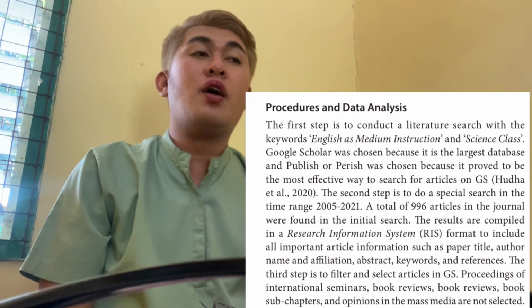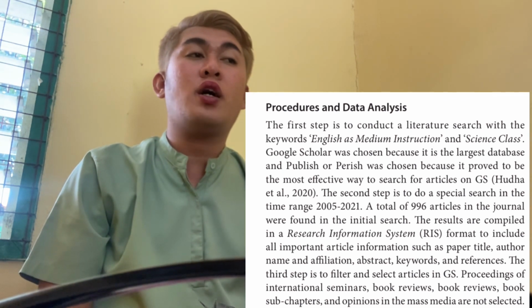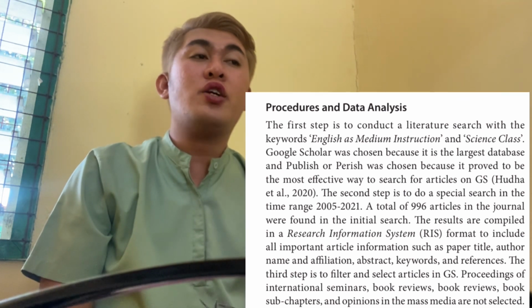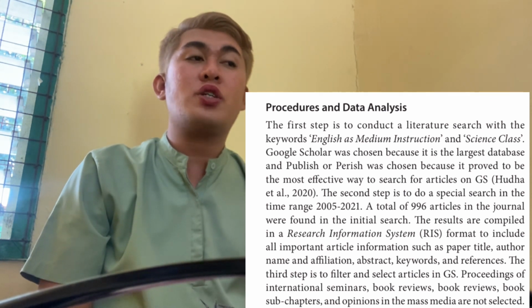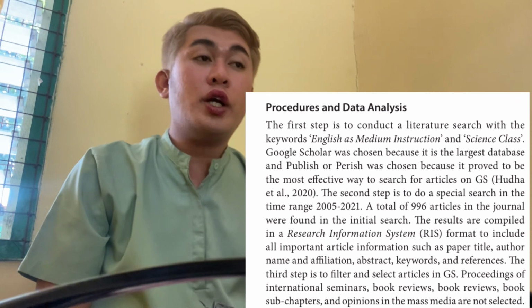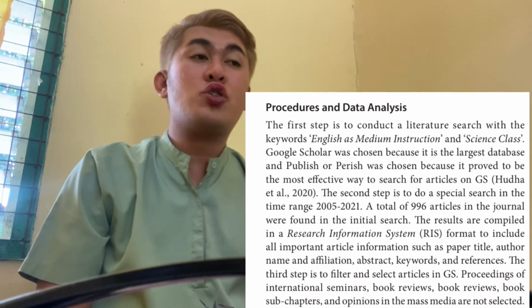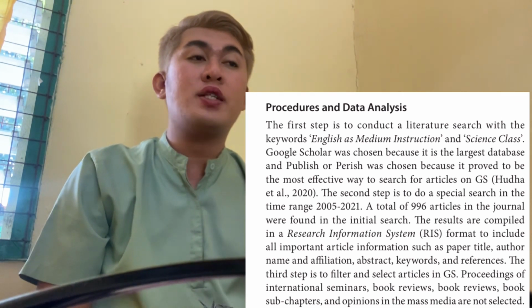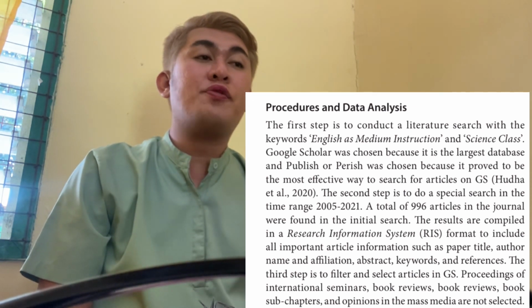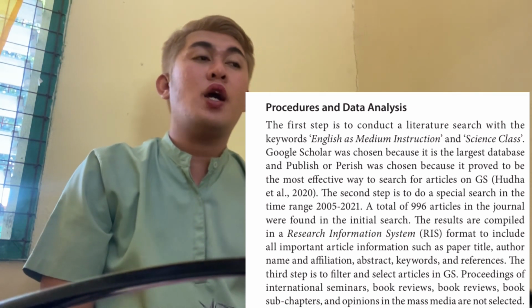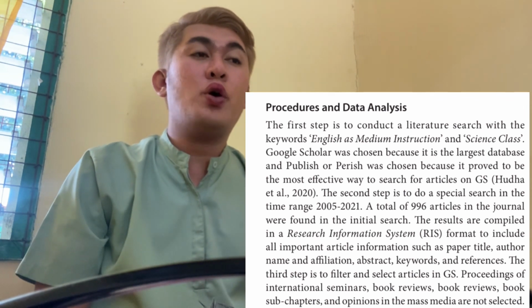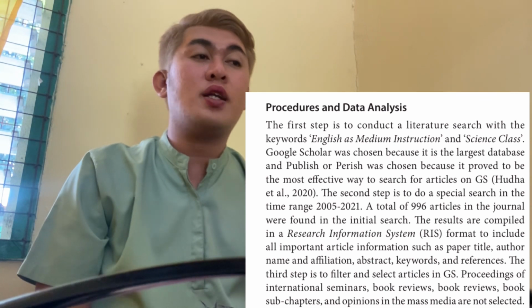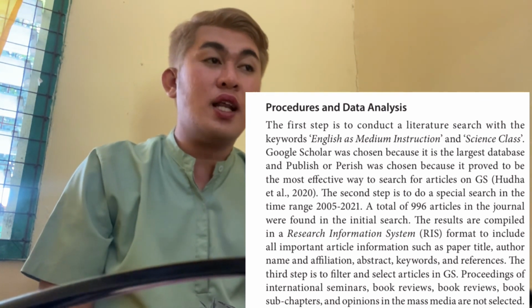A total of 996 articles in the journal were found in the initial search. The results are compiled in the research information system format to include all important article information such as paper title, author name and affiliation, abstract, keywords, and references. The third step is to filter and select articles in GS. Proceedings of international seminars, book reviews, book subchapters, and opinions in the mass media are not selected.